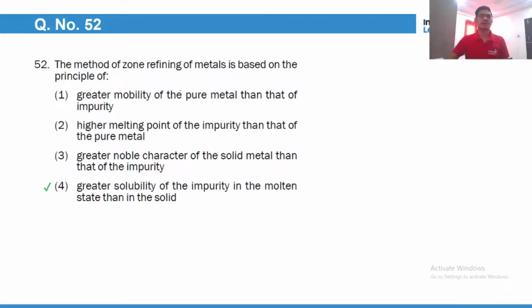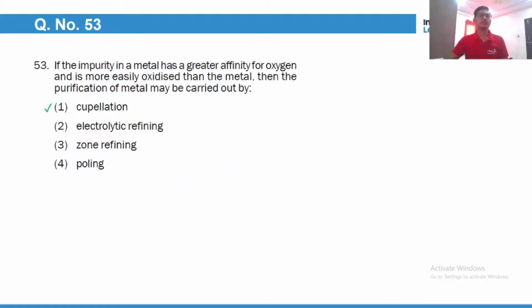The method of zone refining of metals is based on the principle of the greater solubility of the impurity in the molten state than in the solid state of the metal. If the impurity in a metal has a greater affinity for oxygen and is more easily oxidized than the metal, then the purification of the metal may be carried out by cupellation. For example, lead impurity in silver, lead is oxidized as PbO.